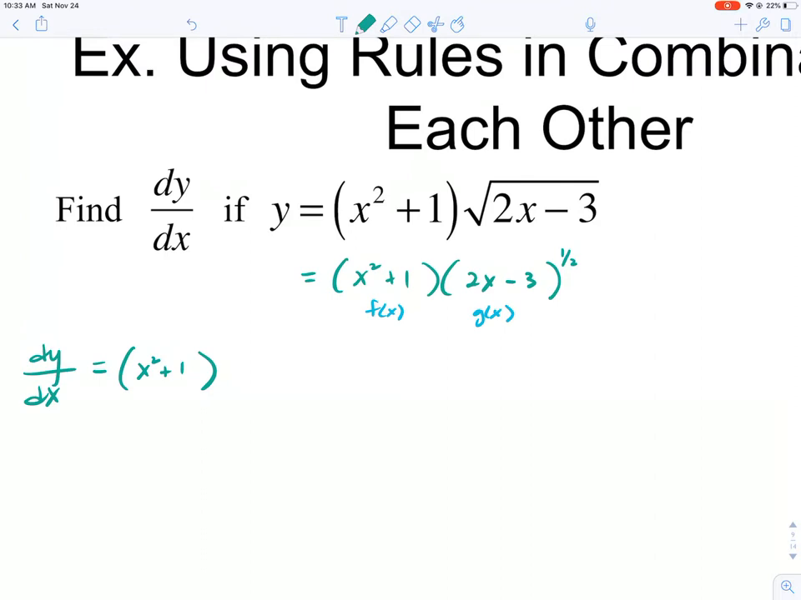And here's where we need to use the chain rule. Because to find the derivative of g of x, (2x minus 3) to the 1/2 power, we have to use the chain rule. So to find that derivative, I'm going to put that in brackets just to organize my chain rule work. That'll be 1/2 times (2x minus 3) to the negative 1/2 times 2. Don't forget to multiply by the derivative of the inside. Plus the second factor times the derivative of the first, which would be 2x.